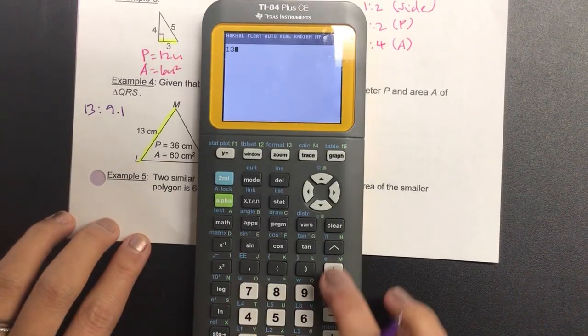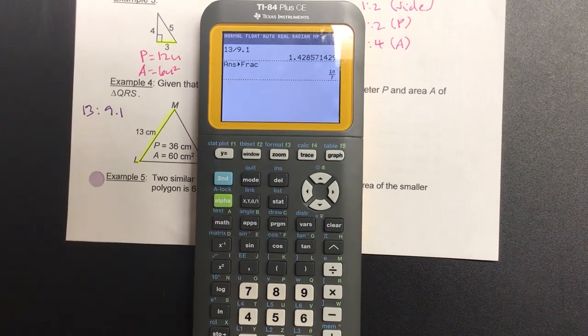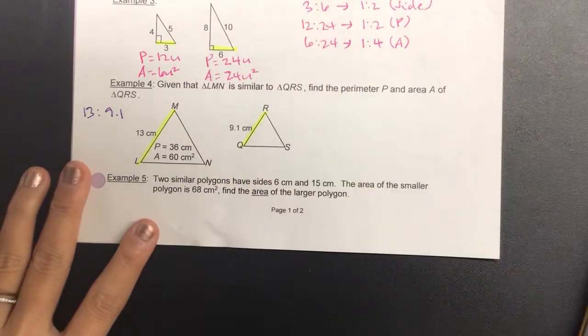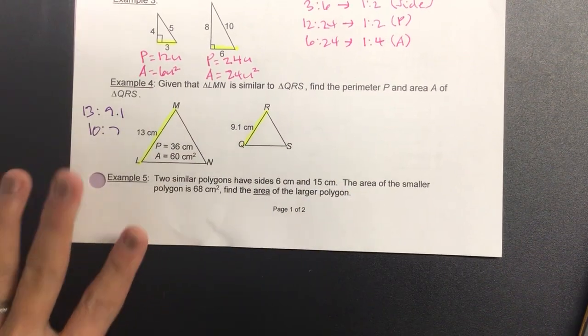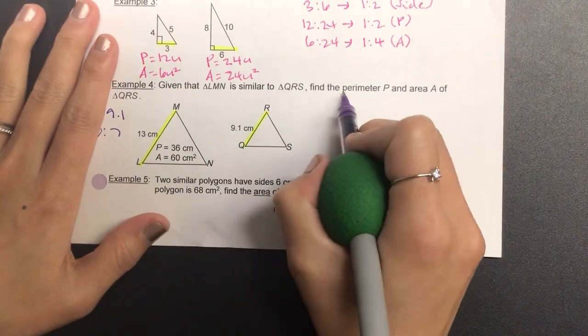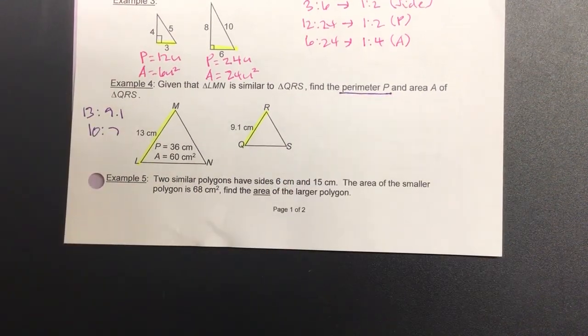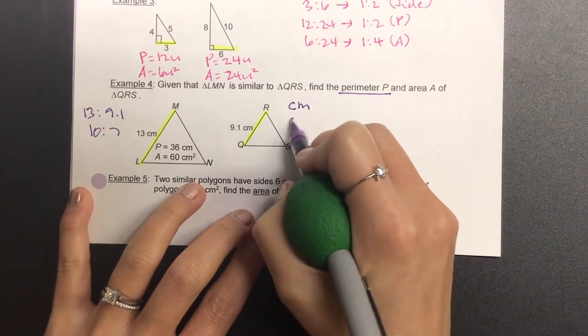So when I type in 13 over 9.1, and I convert this into a fraction, isn't 10 to 7 easier to work with? Do you have to convert it though? You don't have to. So we have 10 to 7. And let's see what the question is asking us to find. It says to find the perimeter, is that right? And the area. For the perimeter, here's our proportion. I want you to write out the units. Centimeters or centimeters squared.